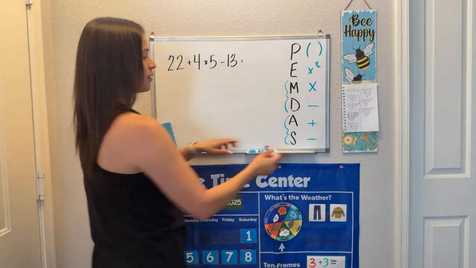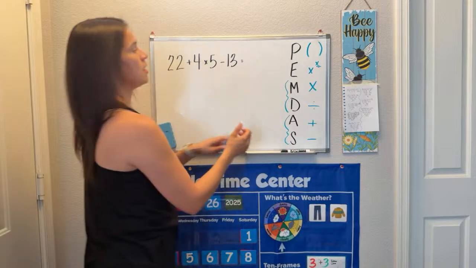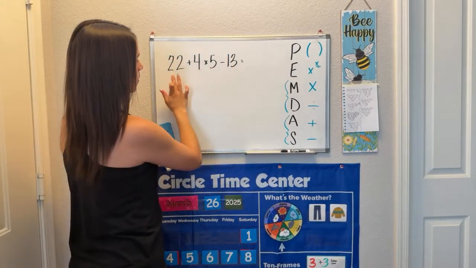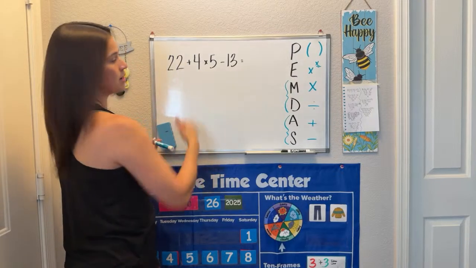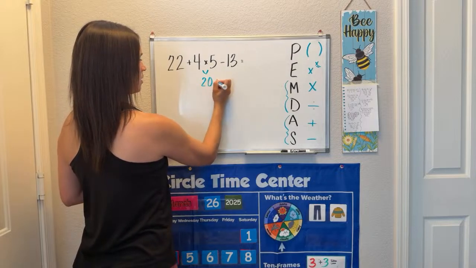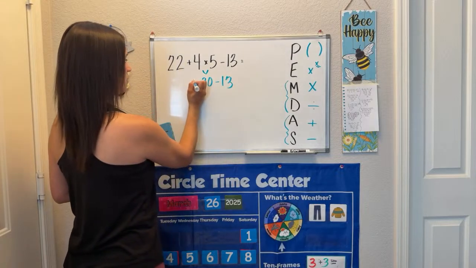So this one we can clearly see that there are no parentheses. There are no exponents. It's a little guy on top. Multiplication and division, we do have 1, so let's go ahead and solve for that. So 4 times 5 is going to give us our 20. Bring everything else down.